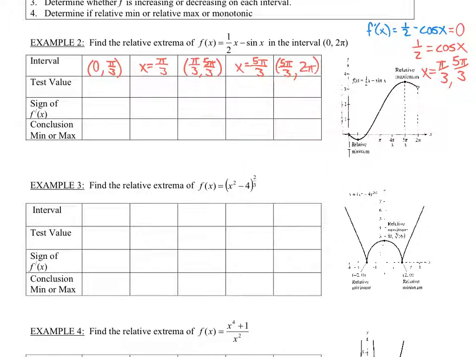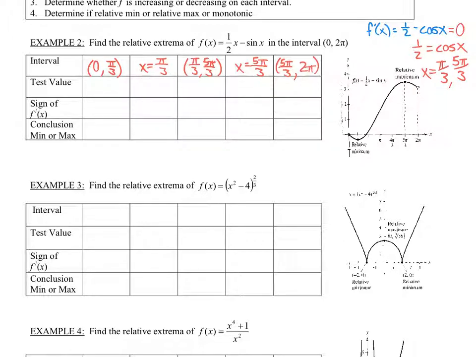What if a number is already over 2 pi? That's okay. It can happen. If one of your critical numbers is bigger than 2 pi, you would just ignore it. You would only look at the ones that are within the interval that you want. And you know this is a periodic function, so technically it would go on forever in both directions. So that's why they had to give us an interval for this one.